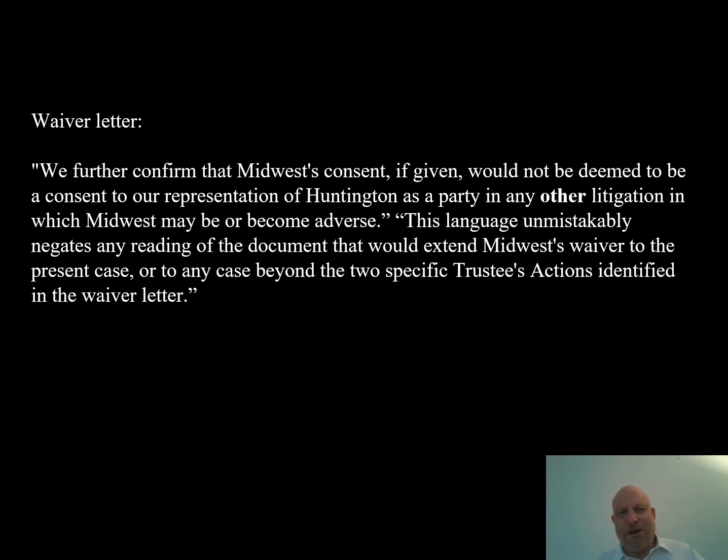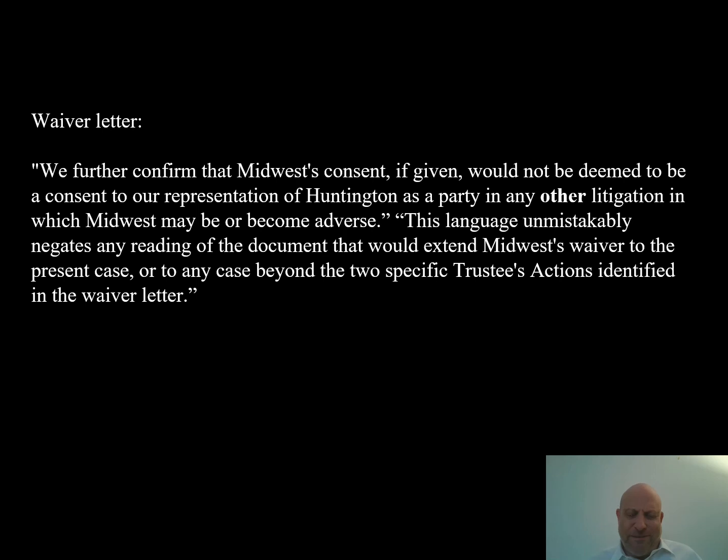The argument was that in the waiver letter, and this is the language, "we further confirm the Midwest consent if given would not be deemed to be a consent to our representation of Huntington as a party in any other litigation in which Midwest may be or become adverse." So Pepper Hamilton was arguing that other litigation was not any other litigation relating to the Cyberco case. In other words, other litigation involved other litigation having nothing to do with this case or this bankruptcy.